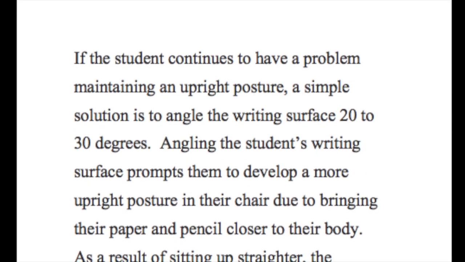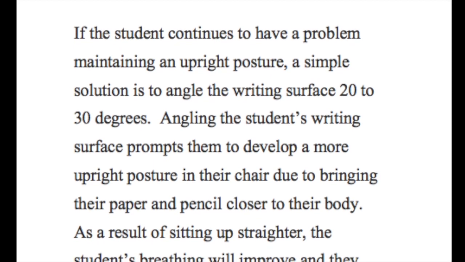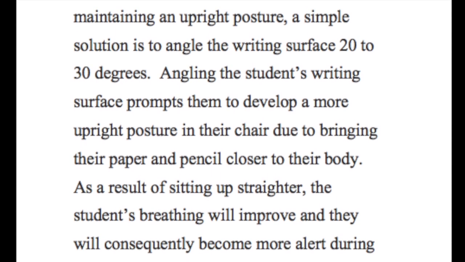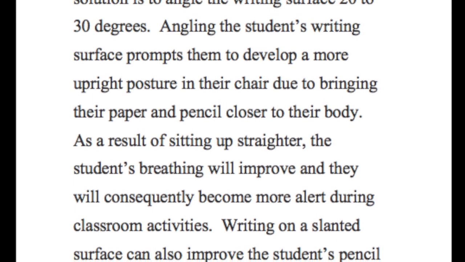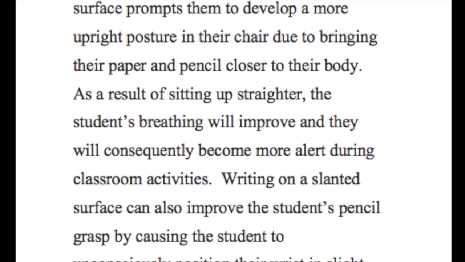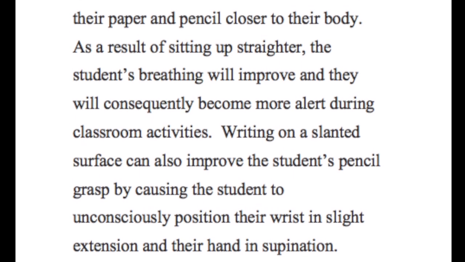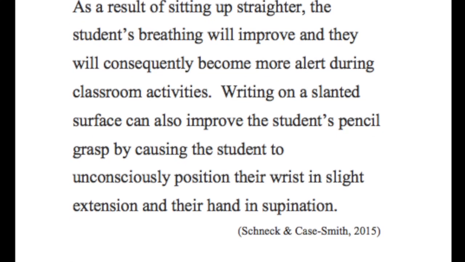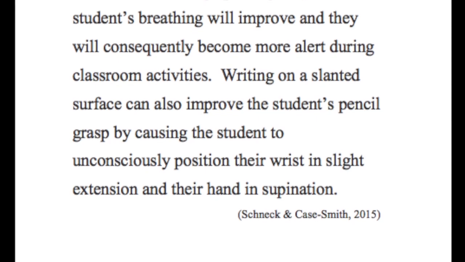If the student continues to have a problem maintaining an upright posture, a simple solution is to angle the writing surface 20 to 30 degrees. Angling the student's writing surface prompts them to develop a more upright posture in their chair due to bringing their paper and pencil closer to their body. As a result of sitting up straighter, the student's breathing will improve and they will consequently become more alert during classroom activities. Writing on a slanted surface can also improve the student's pencil grasp by causing the student to unconsciously position their wrist in slight extension and their hand in supination.